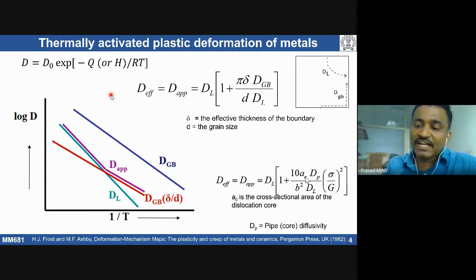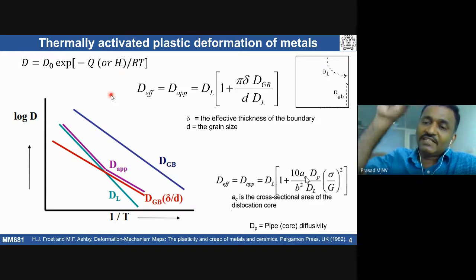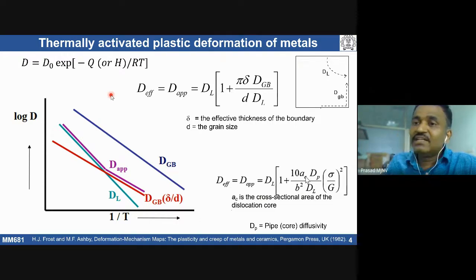That means the activation energy for diffusion through the lattice is going to be higher, meaning the barrier size is bigger. The activation energy required for diffusion along the grain boundaries is relatively lower, so diffusion is easier. Similarly, the activation energy for pipe diffusion is also low.